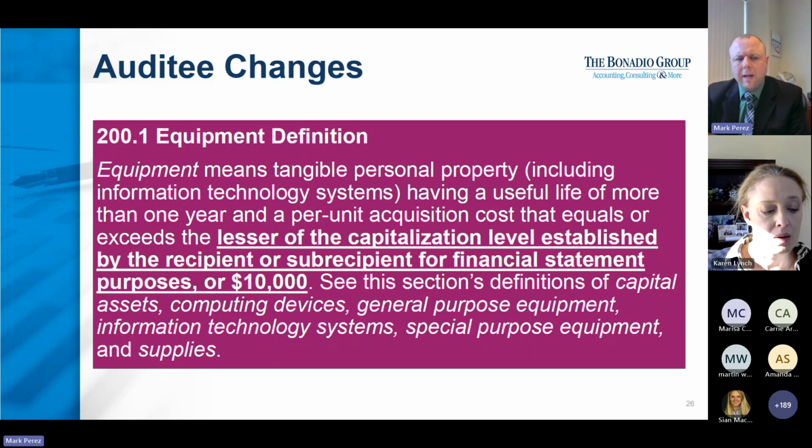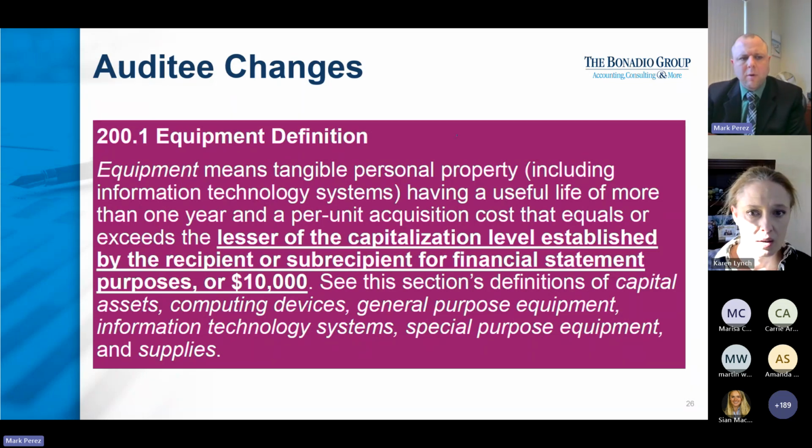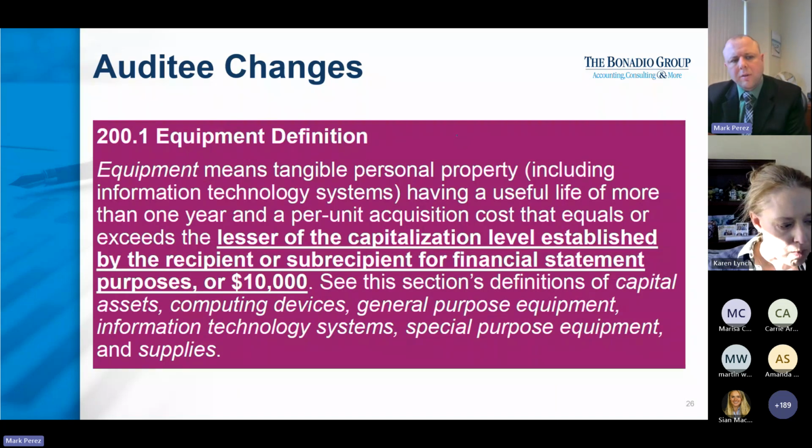I've had a few clients ask me what exactly is meant by this capitalization change. And of course, it refers to whether or not the dollar threshold of either expensing the cost through your income statement or capitalizing it, as in recording it as an asset. And of course, calculating and tracking depreciation over the life of that asset.